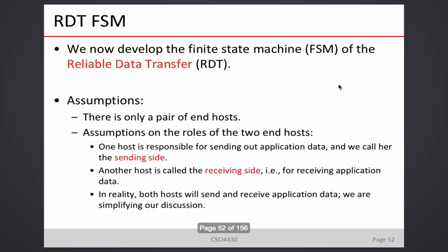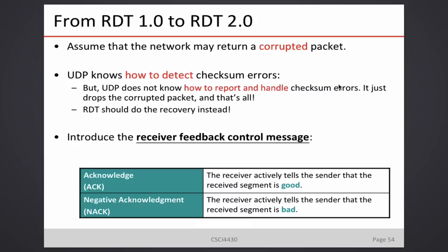Then we try to handle one thing. What is the thing that we want to handle? Corruption. Okay? You know how to detect corruption. We use the checksum algorithm. The checksum algorithm tells me that. Okay. Do I have any problem here?